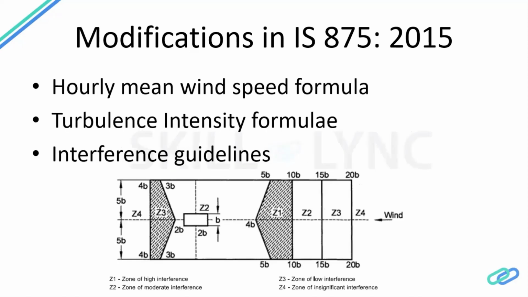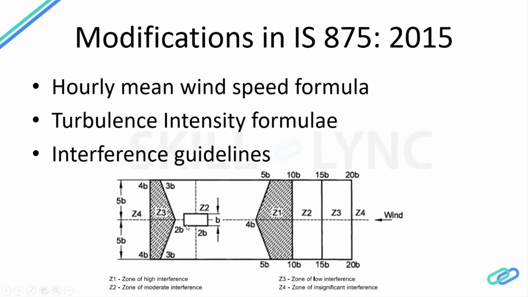Then there is one modification regarding the gust wind factor. So let's talk about the hourly mean wind speed formula, the turbulence intensity formula, and then interference design. If you remember, we had talked about doing the analysis of multiple buildings through wind tunnel, and how different buildings will affect the overall effect on my building. So this is where the interference guideline comes in.